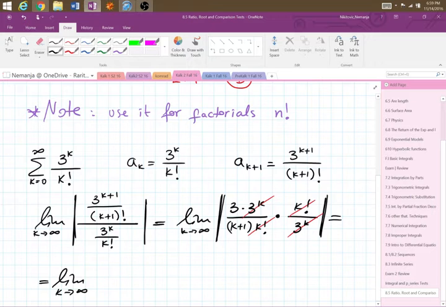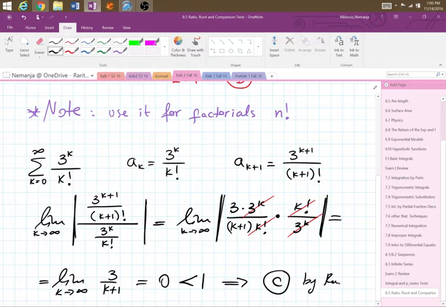So you have 3 divided by k plus 1, right? And as k goes to infinity, the whole thing goes to 0, which is less than 1, which implies convergence by ratio test. And that's your answer, right? Remember, you have to state which test you used.